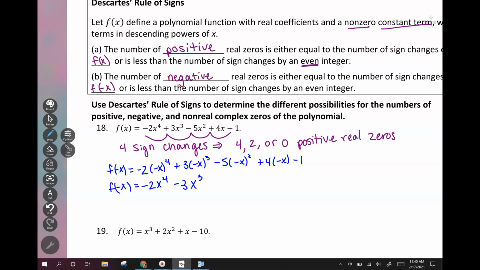So moral of the story, if you have an even exponent, the sign is not going to change. If you have an odd exponent, the sign is going to change. So here, even exponent is going to cancel out that negative there in front of the x. So it's going to stay negative 5x squared. This one, there is no exponent, so just 4 times negative x is negative 4x. Okay, now let's count the sign changes. So we go from negative to negative to negative to negative to negative. There are no sign changes.